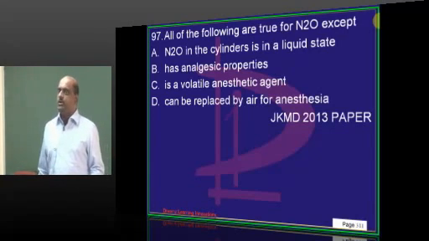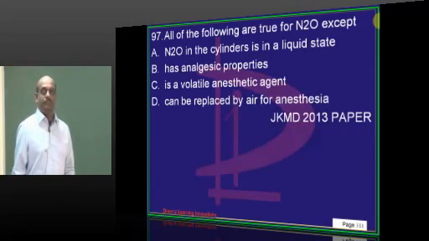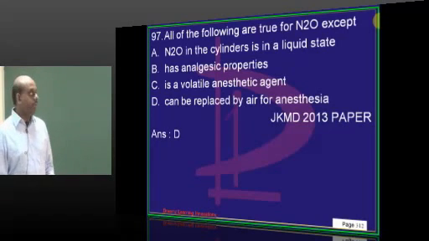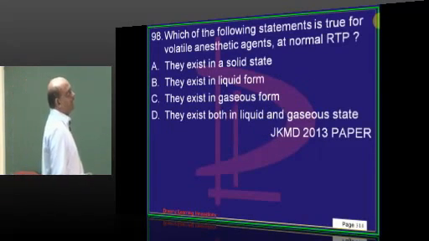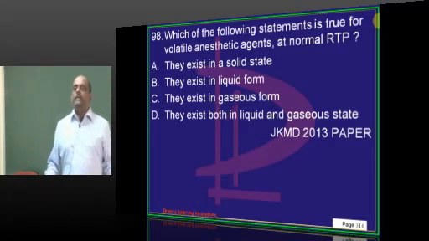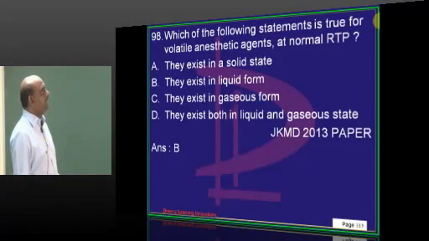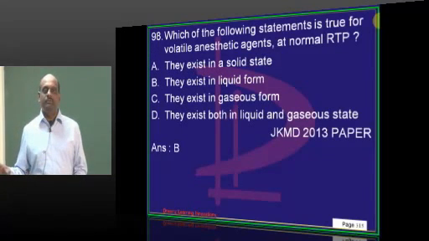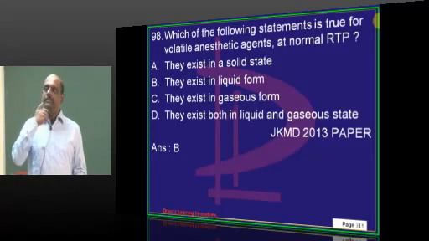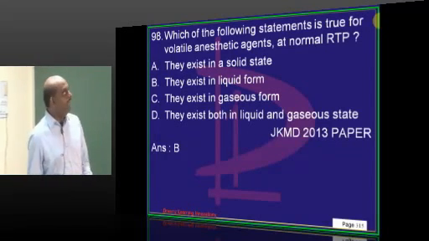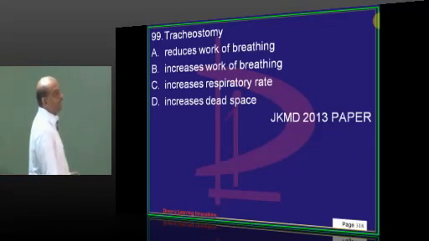Nitrous oxide is stored like a liquid in the cylinders, true. It is a volatile agent and it has analgesic property. They are all true statements. At normal room temperature, what is the definition of a volatile anesthetic agent, doctor? It will exist in a liquid form at normal room temperature. It can be stored in a liquid form, but ultimately it can be inhaled and given as an inhalational anesthetic, is what needs to be remembered.